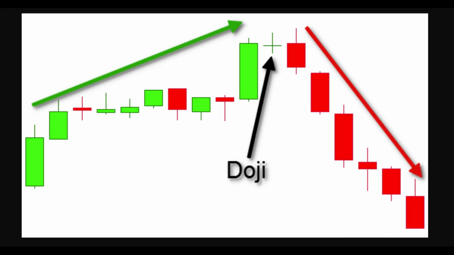A doji conveys a sense of indecision, or if you like, tug of war between buyers and sellers. Prices move above and below the opening level during the session, but close at or near the opening level. So neither the seller nor the buyer was able to dominate that candlestick.